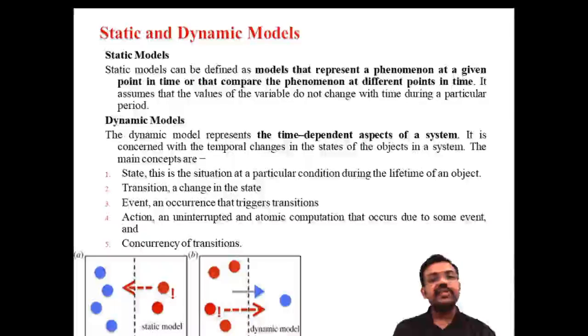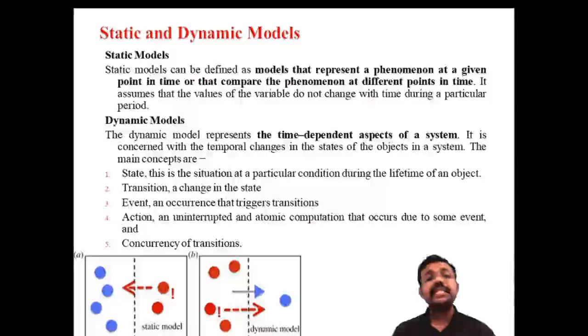And another one is the dynamic model. The dynamic model means it changes according to the time. Time is a dependent aspect of the system. So the model changes according to the time. That means changes will happen here. The main concepts of the dynamic model are the state, the situation and transition of the change, the event and occurrence of the triggers, and action and concurrency in the transitions.